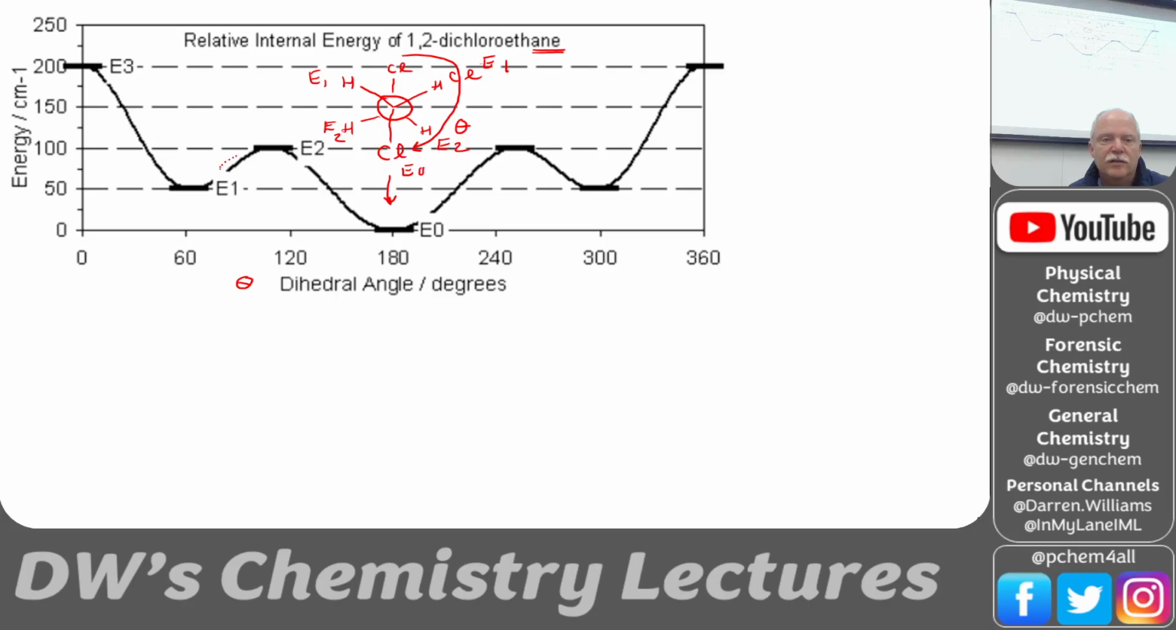It passes over this first E2 at 120 degrees, then it goes down to the minimum, and then it bounces over the second E2 when it goes past the hydrogen, and then it's in this local minimum. And then E3 is when the chlorines are on top of each other. That's this top one. Okay.